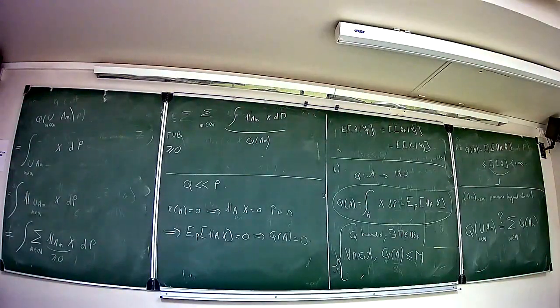You have a measure that is bounded and absolutely continuous with respect to P. So Q defined this way is a measure that fulfills the sigma additivity property, is bounded, and is absolutely continuous with respect to P.